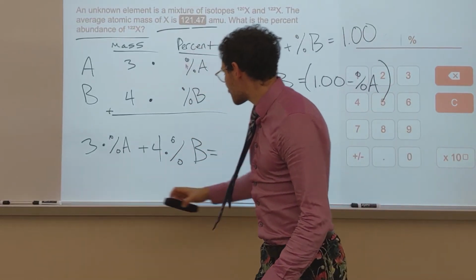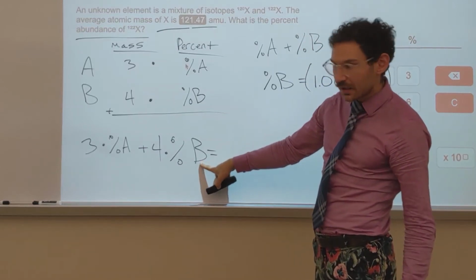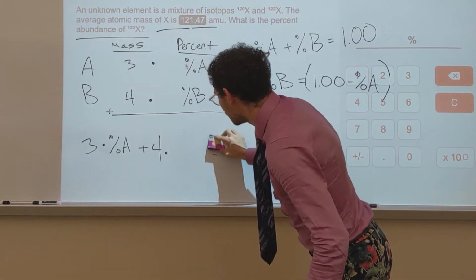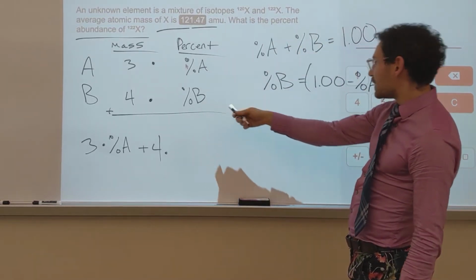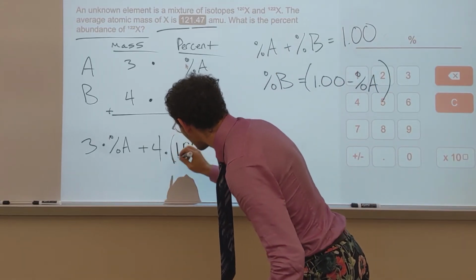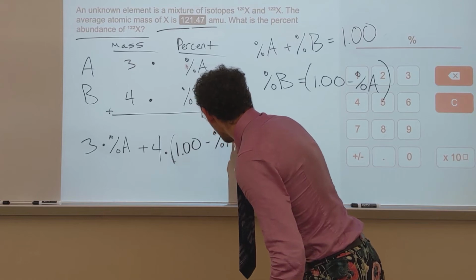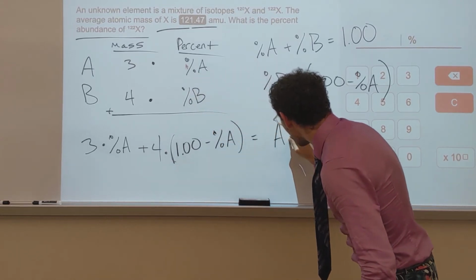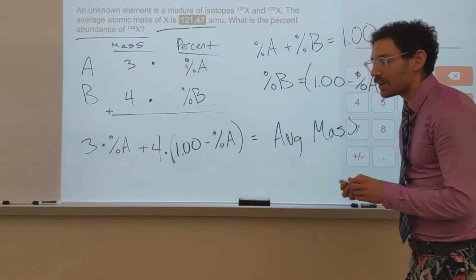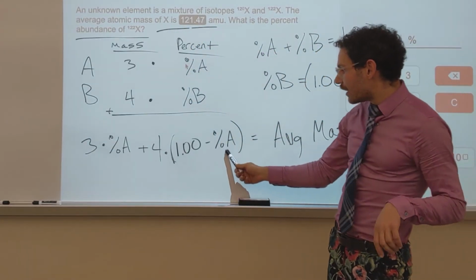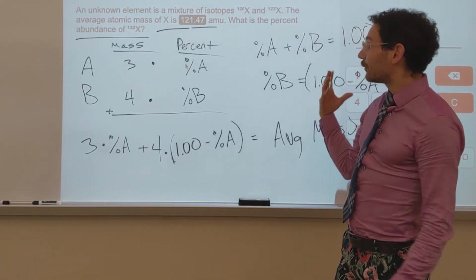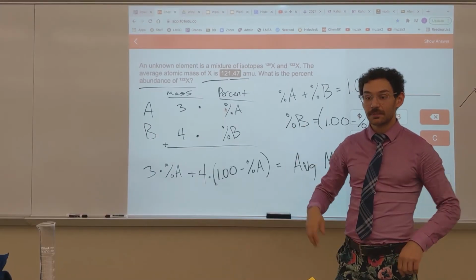But what I can do is some substitution. If we get rid of this B and replace it with this term here, the percentage of B is equal to 1 minus the percentage of A. So we'll do 4 times (1.00 minus the percentage of A), and that's still equal to my average mass, which the problem gives me. Now I should be able to solve this. There's only one unknown in here, percent A, and everything else is provided by the question.